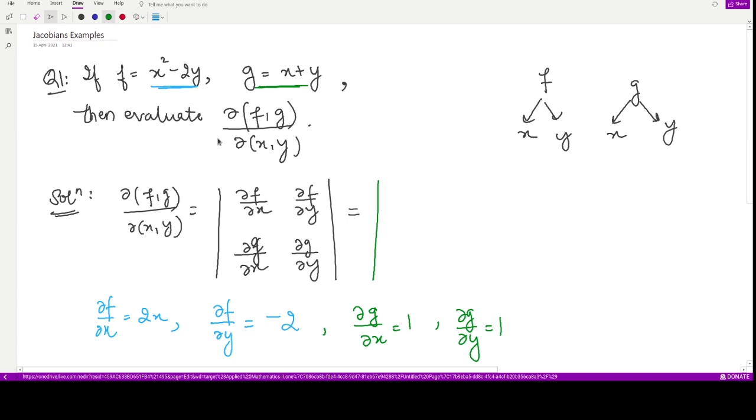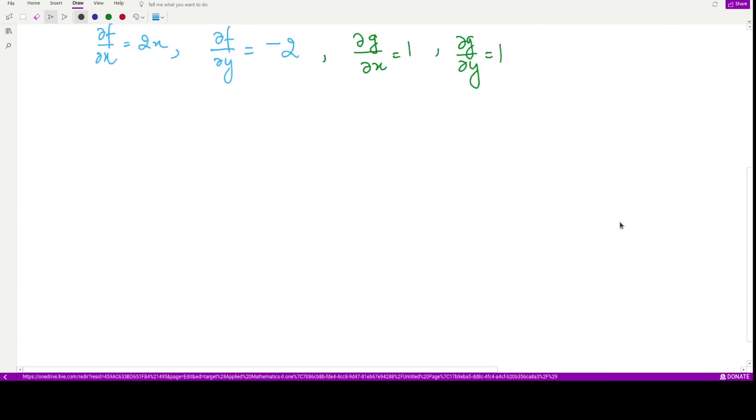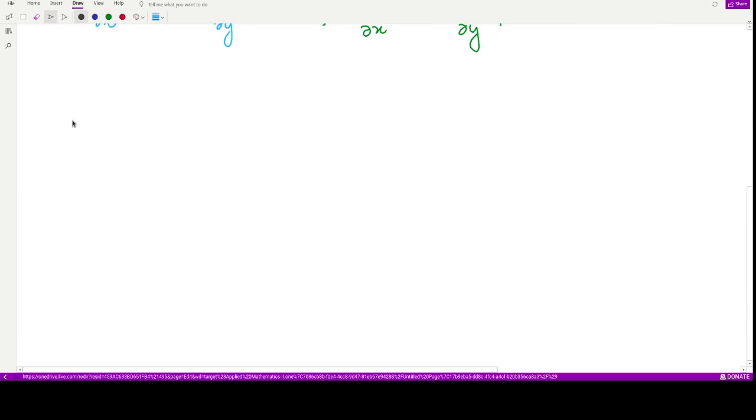So we'll substitute the values here. We have the first value del f by del x as 2x, here it is equal to minus 2, and then 1 and 1. So now you can compute the determinant for this. So it would be equal to 2x plus 2. So this is the determinant. So this is very simple. You just have to know how to compute the partial derivatives, and then you just have to take the determinant.